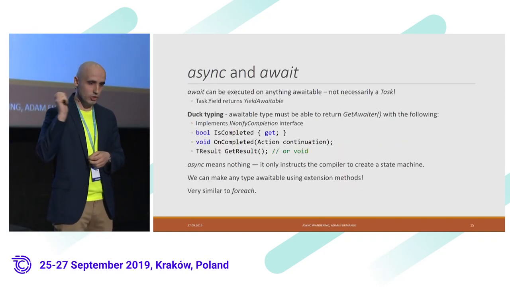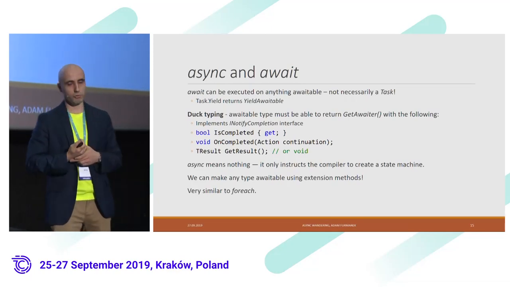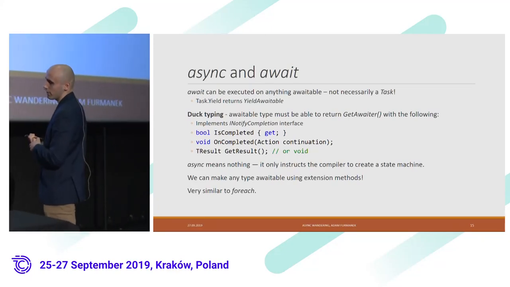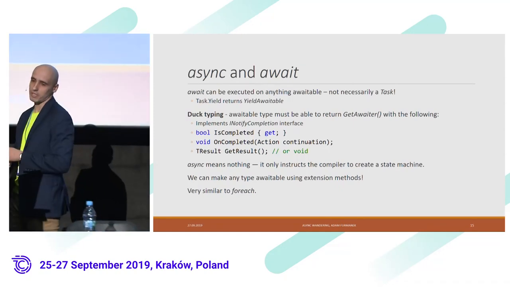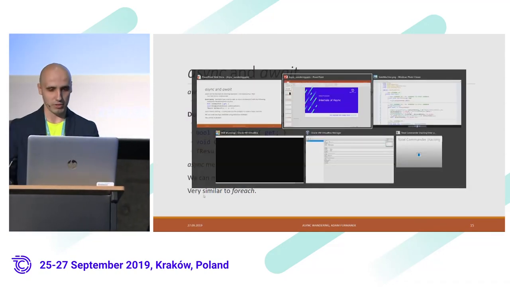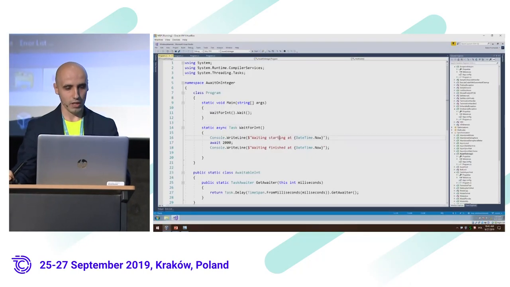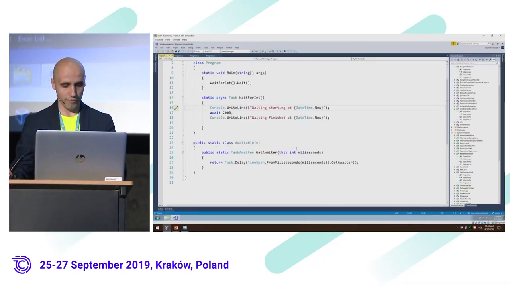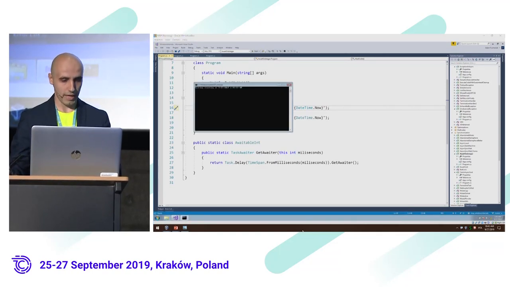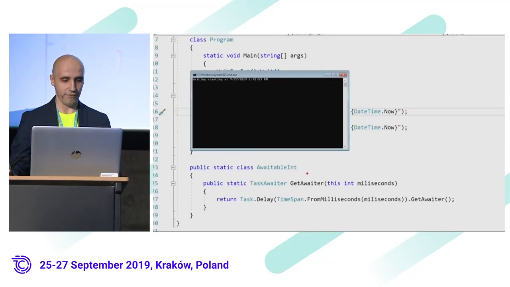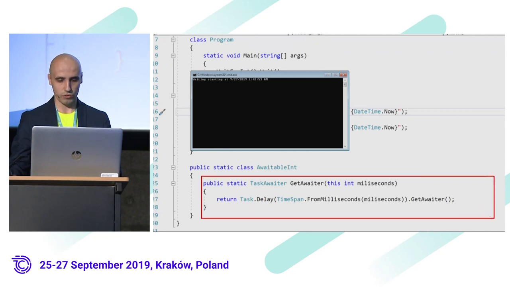Let's begin. So the first thing which we're actually going to start with is the very counterintuitive understanding of async and await. Typically, we think about async and await in terms of tasks. However, the truth is async and await does not need tasks at all. What we can do is we can actually await anything which provides this method called getAwaiter.